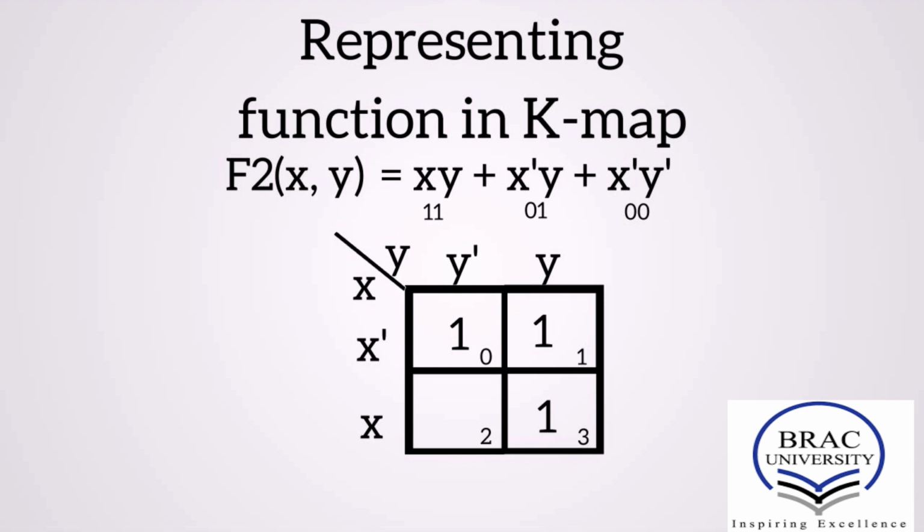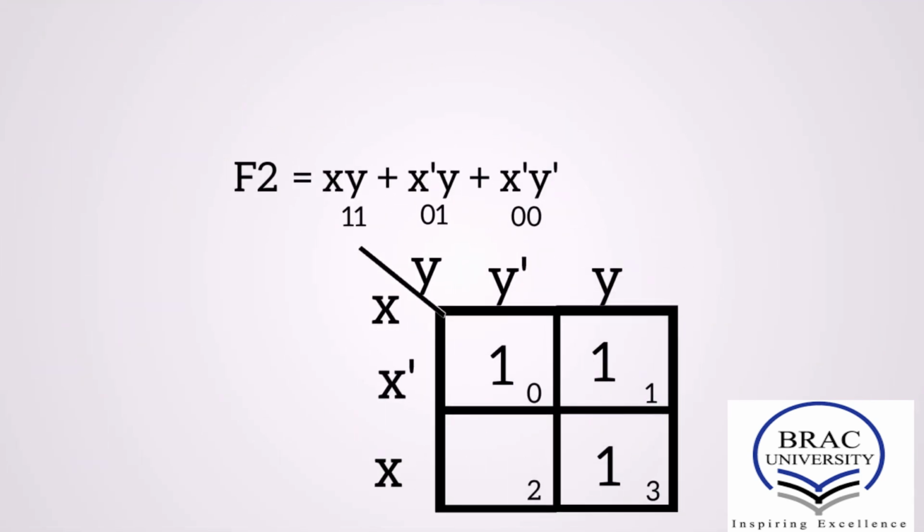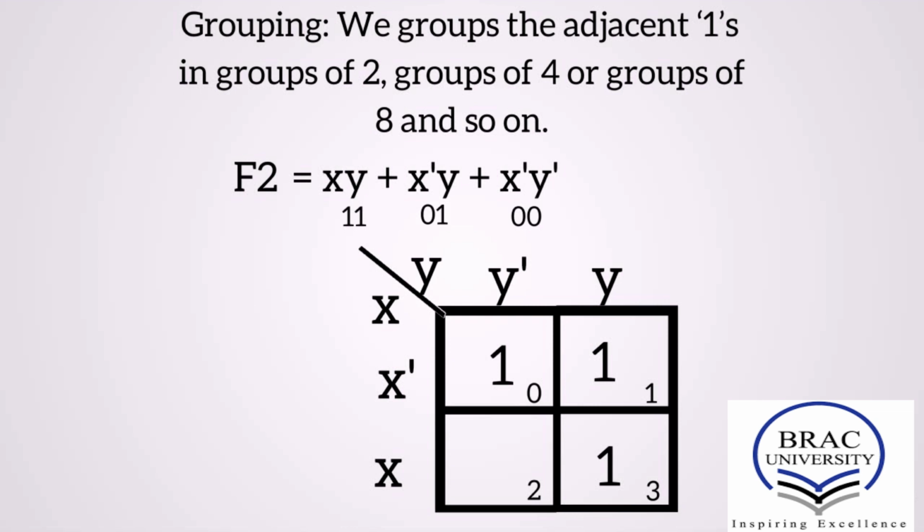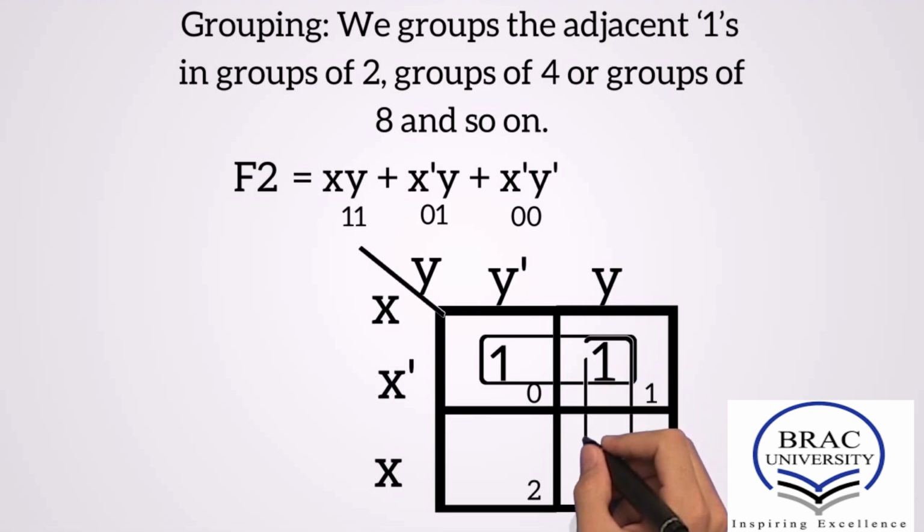Now let's learn how to group these ones. In order to simplify the functions, we need to create groups of all the ones present in the K-map. Big groups result in better simplification. We can group any adjacent ones in groups of 2 to the power n. So for 4 boxes, we can make groups of 2 and 4 ones. In case of f2, firstly we make a group of box 0 and 1. After that, only one 1 is left in box 3. So we need to group that as well. So even though box 1 has already been used before, we make a group of box number 1 and 3 so that we can cover 3.